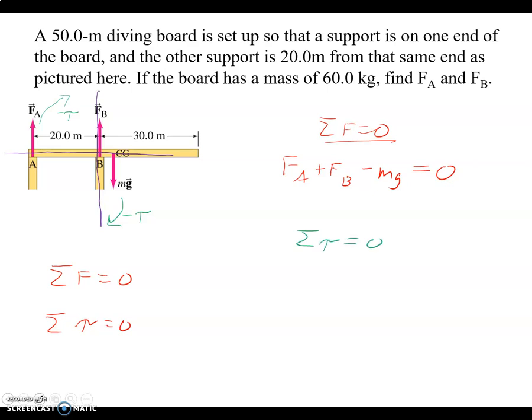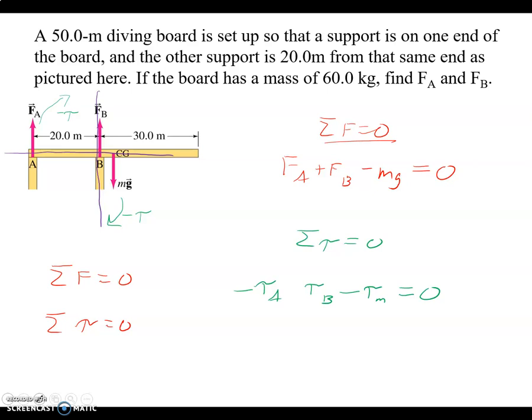So here's our torque equation. The total torque has to equal 0. Now there are three forces in here, so I need to account for all three: torque due to force A, torque due to force B, and torque due to the weight of the board. They all have to add up to 0. Now, I didn't add any signs on purpose. We already talked about how torque due to force A is going clockwise, so it's going to be negative. Torque due to the weight is also going clockwise, so it needs to be negative.